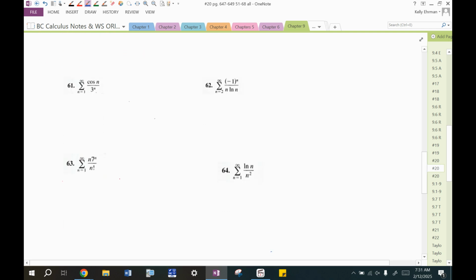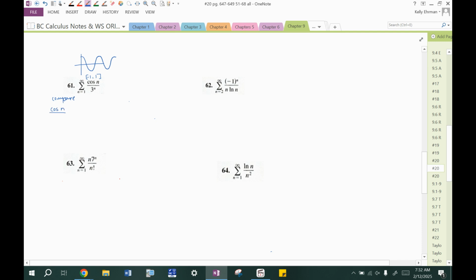All right, so for this one, cosine of n over 3 to the n. So remember, the cosine graph stays between 1 and -1. It just keeps fluctuating, right? So this, as we go through, will cycle between values from -1 to 1. So I want to do a comparison test.